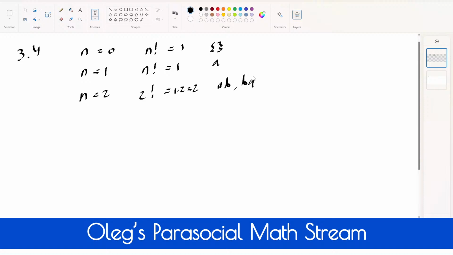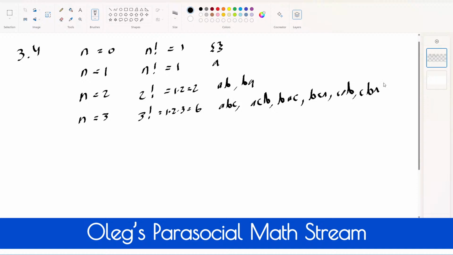And so n is equal to 3, so 3 factorial. The way we would multiply it would be 1 times 2 times 3, which is 6. And then what we have is, they're saying A, B, C, A, C, B. I'm not going to go into the 4 one, it'd take too long. But I just want you to get an idea of B, C, A, C, A, B, and C, B, A. Okay, so you see how that works?